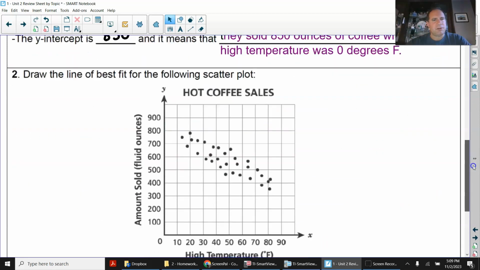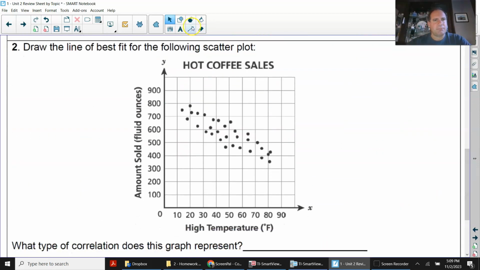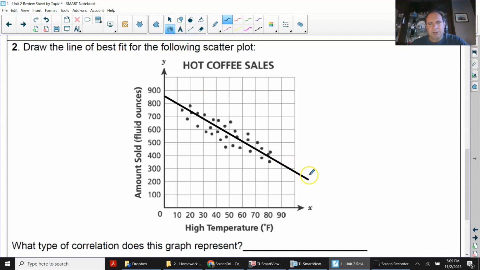All right, draw the line of best fit for the scatter plot. We're going to draw that line of best fit through the center of all of the points. And basically, I just did that up above, and this is the same exact one. Just remember, put your arrow here.